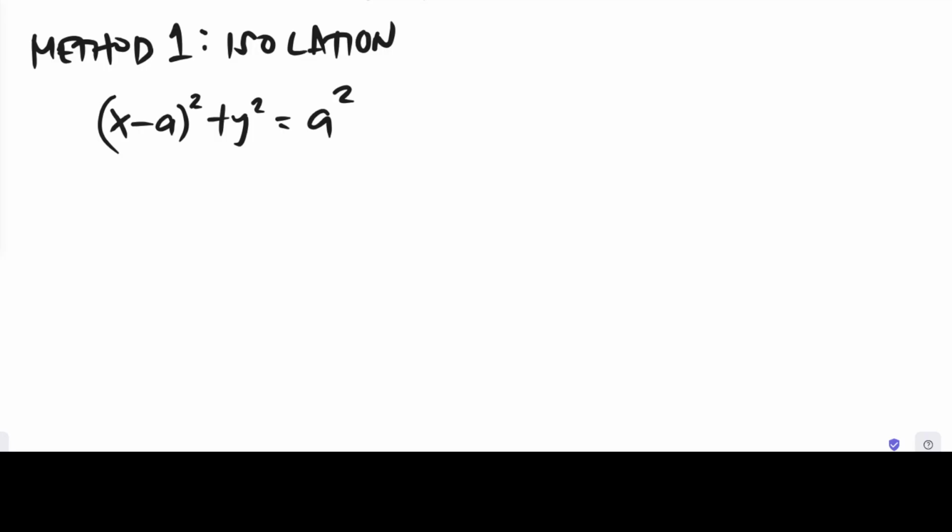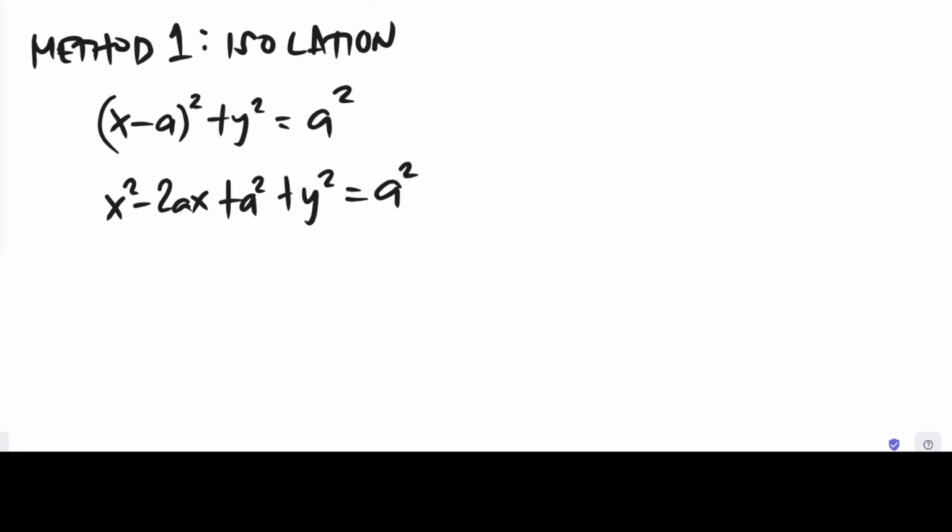Let's simplify this one, because this will result in a squared. We have a squared on the other side of the equation, so the a squareds will cancel out each other. Expanding (x minus a) squared, this is the FOIL method, apologies. So x squared minus 2ax plus a squared plus y squared is equal to a squared. So a squared will cancel out.